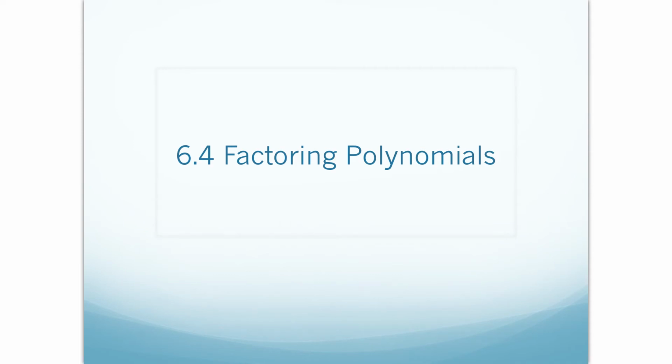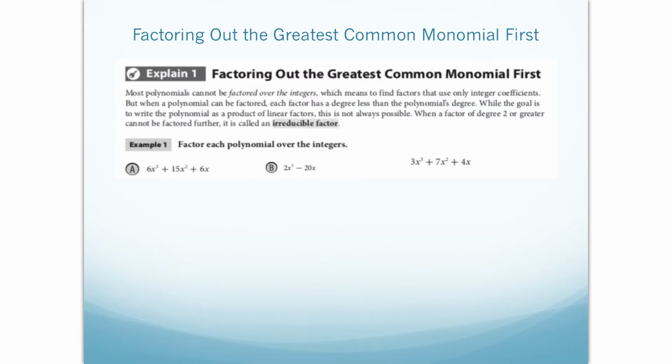Lesson 6.4, we're going to be learning how to factor polynomials. So remember that factoring is going to be the opposite of multiplying. So essentially we're going to be dividing out polynomials to get back to their factored form. The first thing we're going to do is factor by factoring out a greatest common factor first.